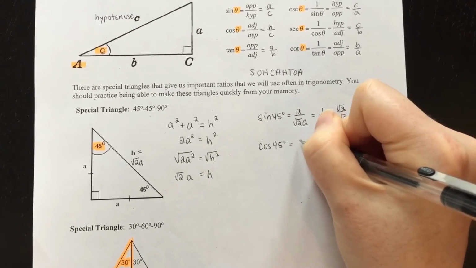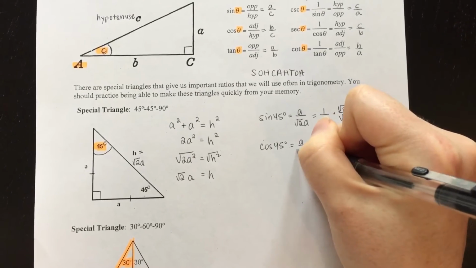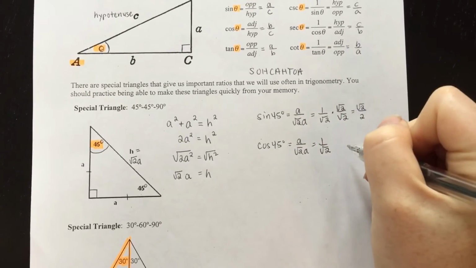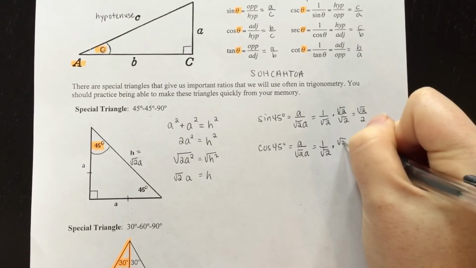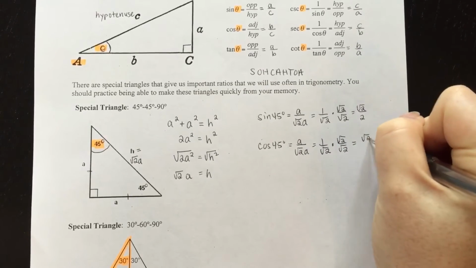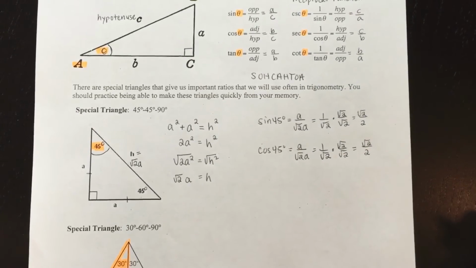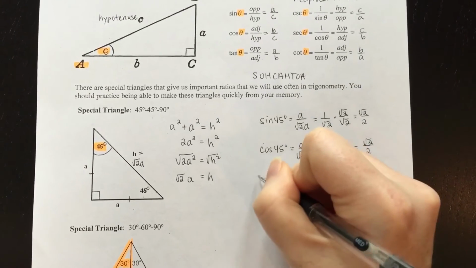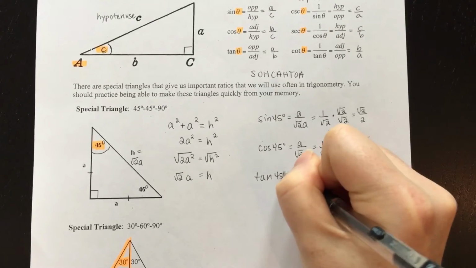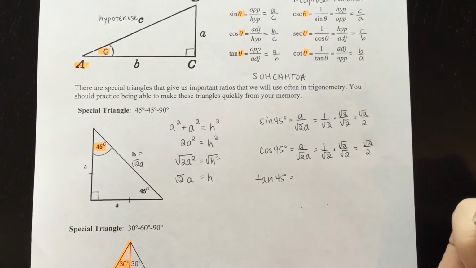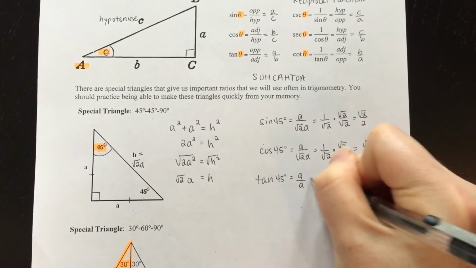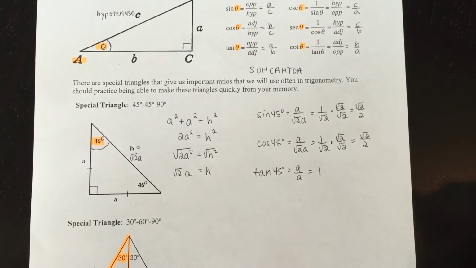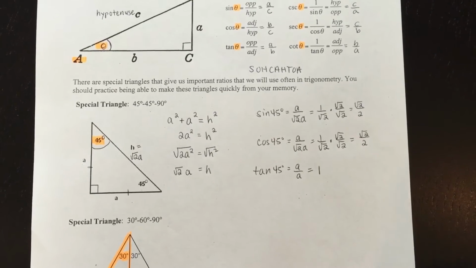And then I can do the same for cosine of 45 degrees. So adjacent to 45 is a. The hypotenuse is square root of 2 times a. So similarly, the a's cancel. And after I rationalize the denominator, I get the square root of 2 over 2. So sine 45 degrees and cosine 45 degrees are the same. So lastly, tangent 45 is the opposite over the adjacent, or 1. So you can memorize these 3 facts, or you can just sketch this little triangle and get it the same way.